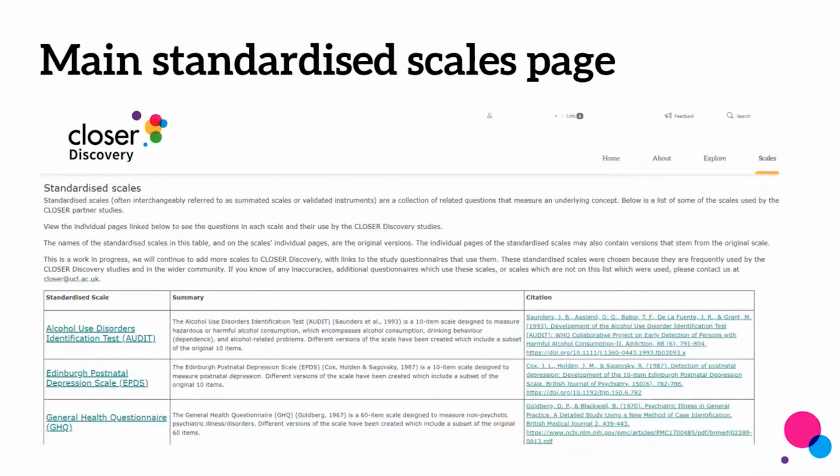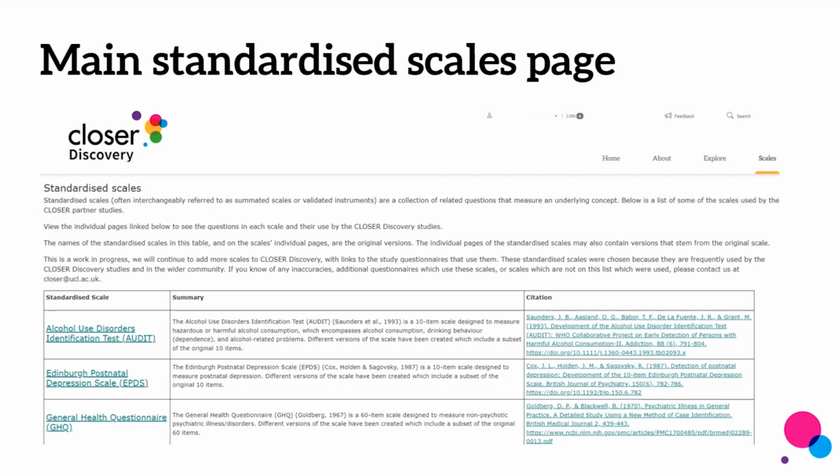So moving on to our standardized scales page, here you can see our main page, which has the definition that Closer has given to standardized scales at the top. Below that, there is a table with information about the 10 scales that are currently in Discovery. We are planning on adding more in the future, so please give us feedback if you have the chance to use the page.